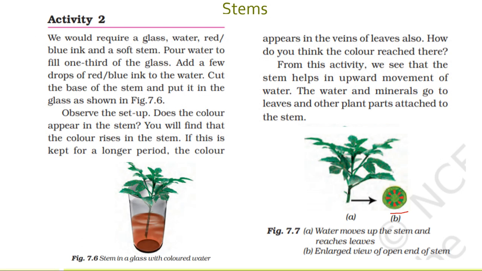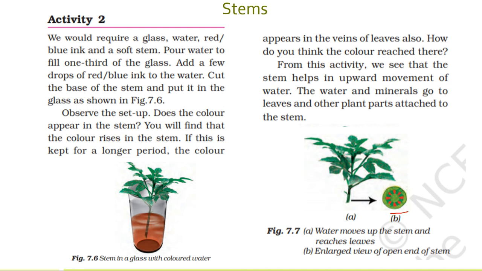Activity 2. In activity 2, we are going to study the function of the stem. And what do you understand by stem? Stem is the structure which connects different parts of the plant to the root. It also carries some minerals along with water to each and every part of the plant. How? That we will study in activity 2.